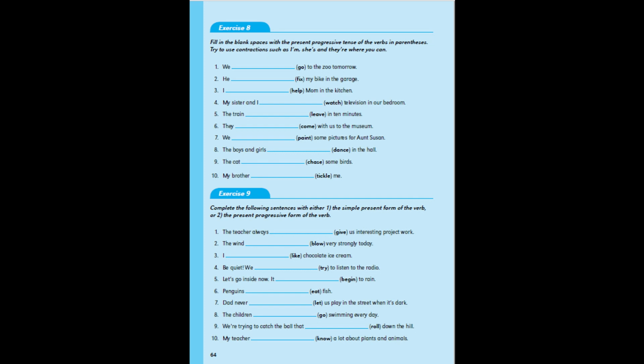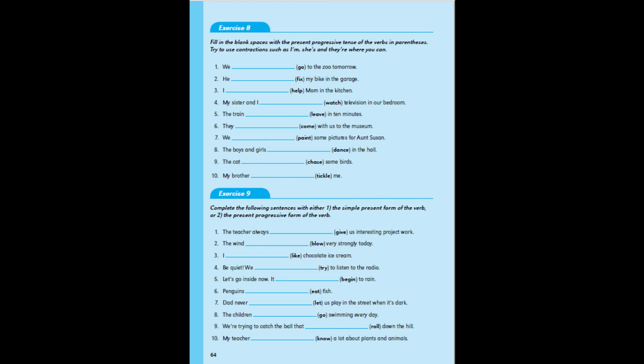The first example is: we blank go to the zoo tomorrow. Now you have to use the present progressive tense of this verb. What would be the present progressive of go? Go, goes, going. Think of it like that. Fix, fixes, then help, helps, then watch, watches, and the next one. But you have to use the correct forms of whatever the contractions are giving above. Just make sure you're using the correct form. Please think about this properly. You're supposed to use the present progressive tense.